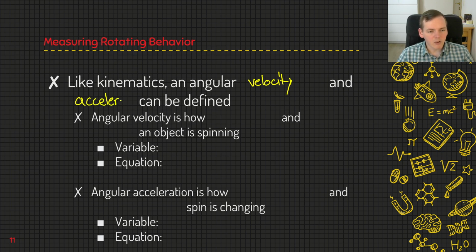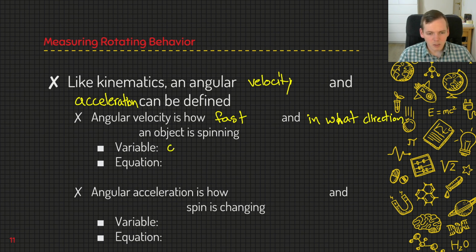So if we think about the angle as being kind of like a position, right? Where are you located, how much have you turned? Just like with positions, where are you located, how far have you traveled? We can use that same idea to talk about angular velocities and angular acceleration. So angular velocity is how fast and in what direction. Typically you'd think clockwise or counterclockwise. What direction an object is spinning.